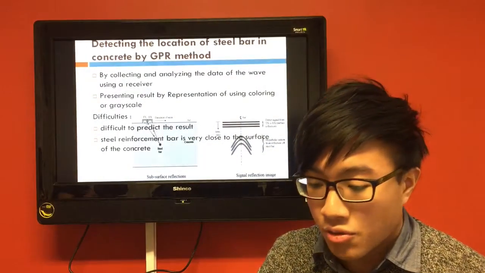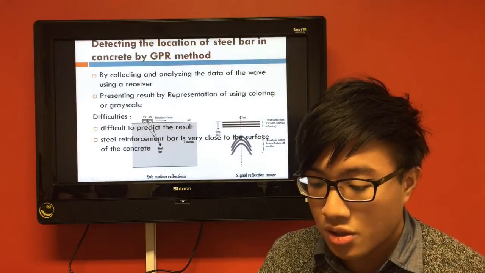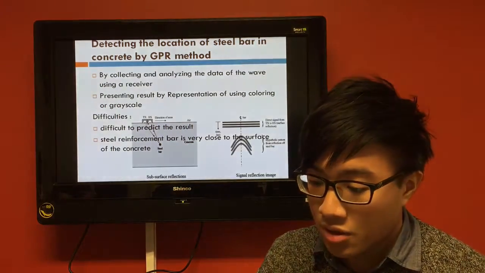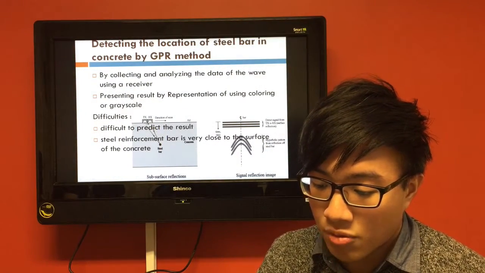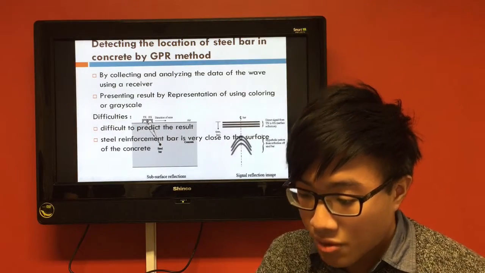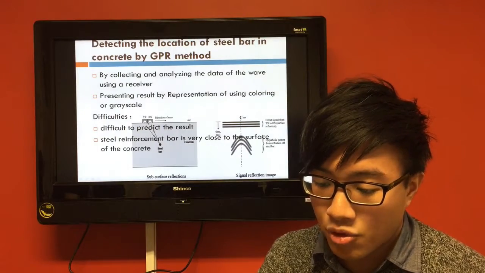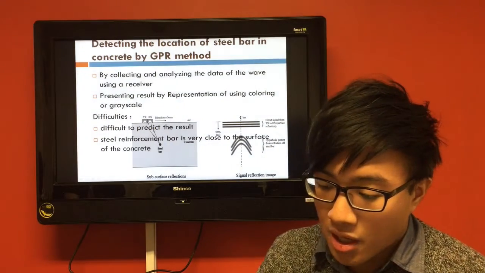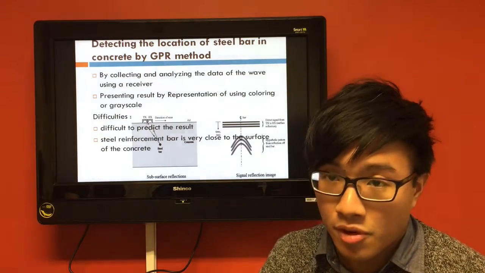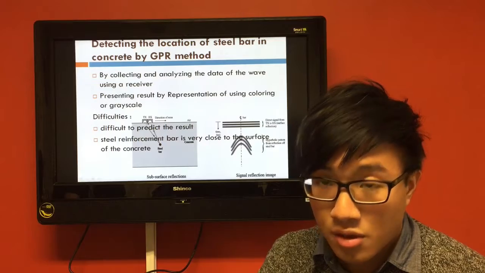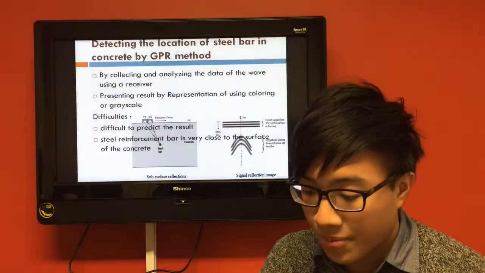The location of steel reinforcement bar in concrete is measured by the method of ground penetrating radar. By connecting a receiver and analyzing the data of the wave, the results can be obtained as raw results. Representation using color or grayscale is usually used for presenting the results. But there are two difficulties. One is that it requires skilled and experienced labor to apply it, as the data can be fairly raw and difficult to interpret when using GPR.